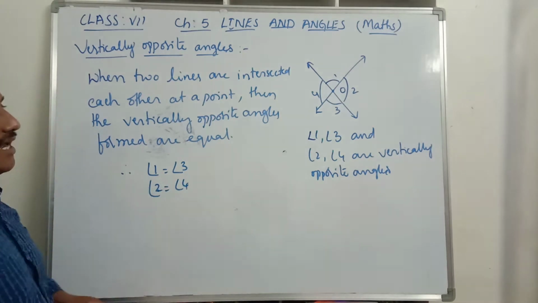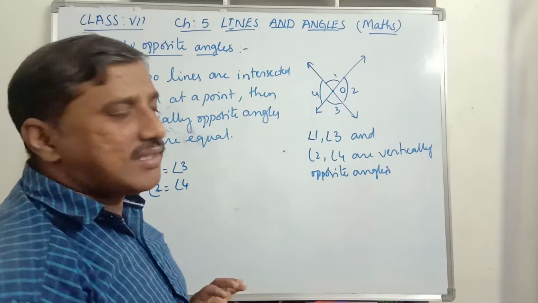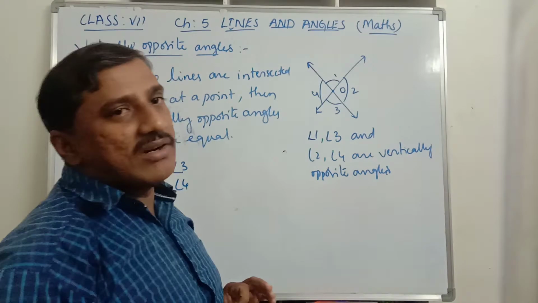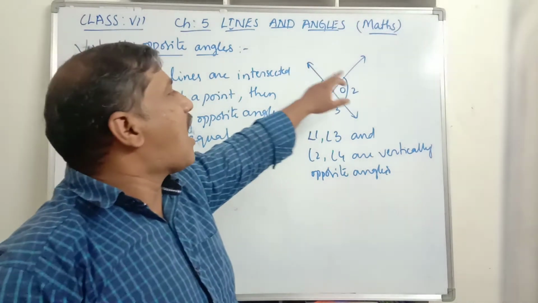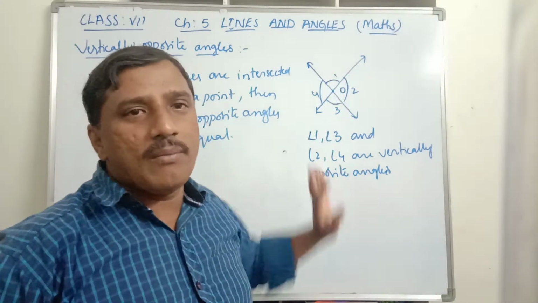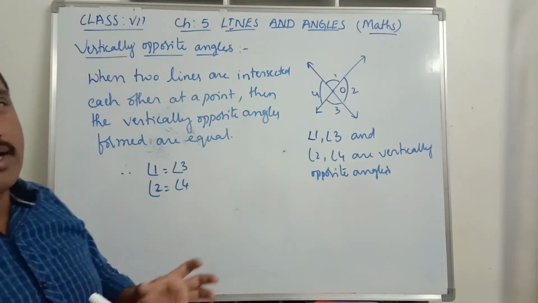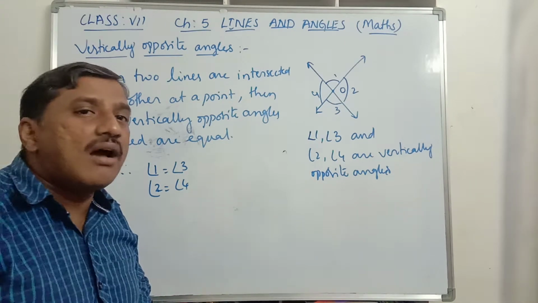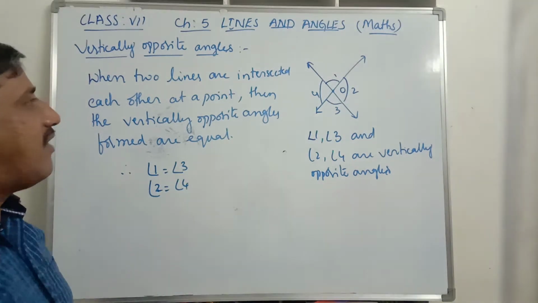It means that if angle 1 is equal to 60 degrees, angle 3 is also equal to 60 degrees. If angle 3 is equal to 75 degrees, angle 1 will be equal to 75 degrees. Similarly, if angle 4 is equal to 60 degrees, angle 2 will be 60 degrees, or if angle 4 is 120 degrees, angle 2 will be 120 degrees. That is the meaning. When two lines intersect each other at the point of intersection, the vertically opposite angles formed are equal in measure.